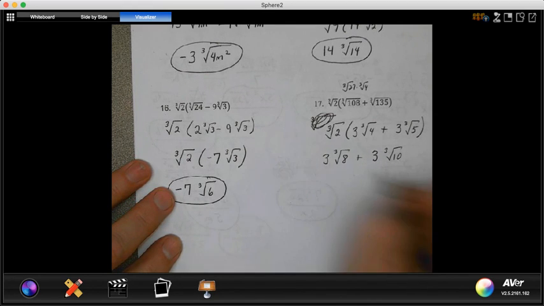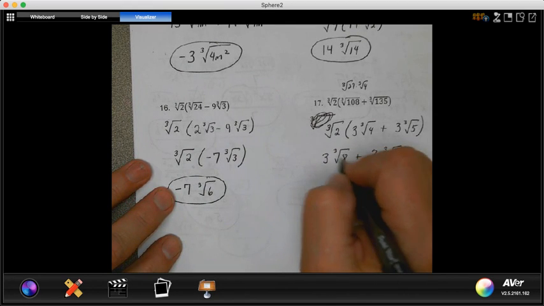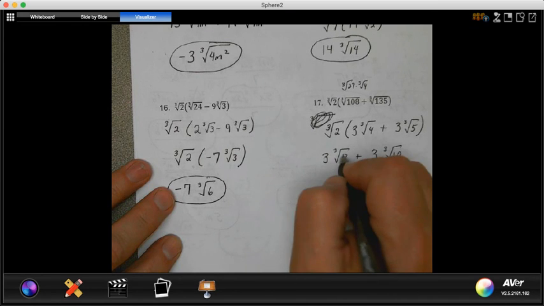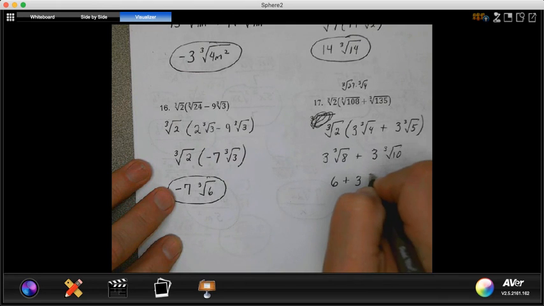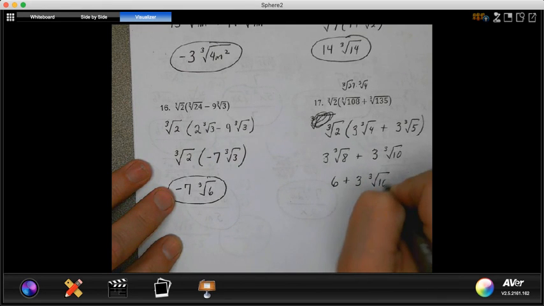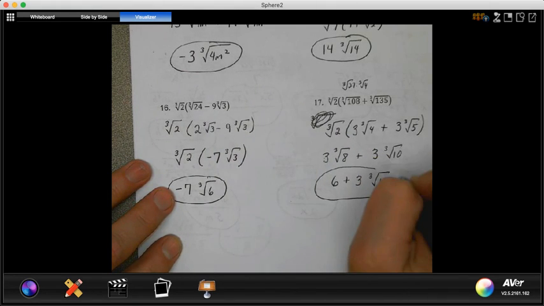Okay? Cube root of 8 is 2. You're always looking for lowest terms. Cube root of 8 is 2. So 3 times 2 is 6. So 6 plus 3 cube root 10 is how I would write that final answer.